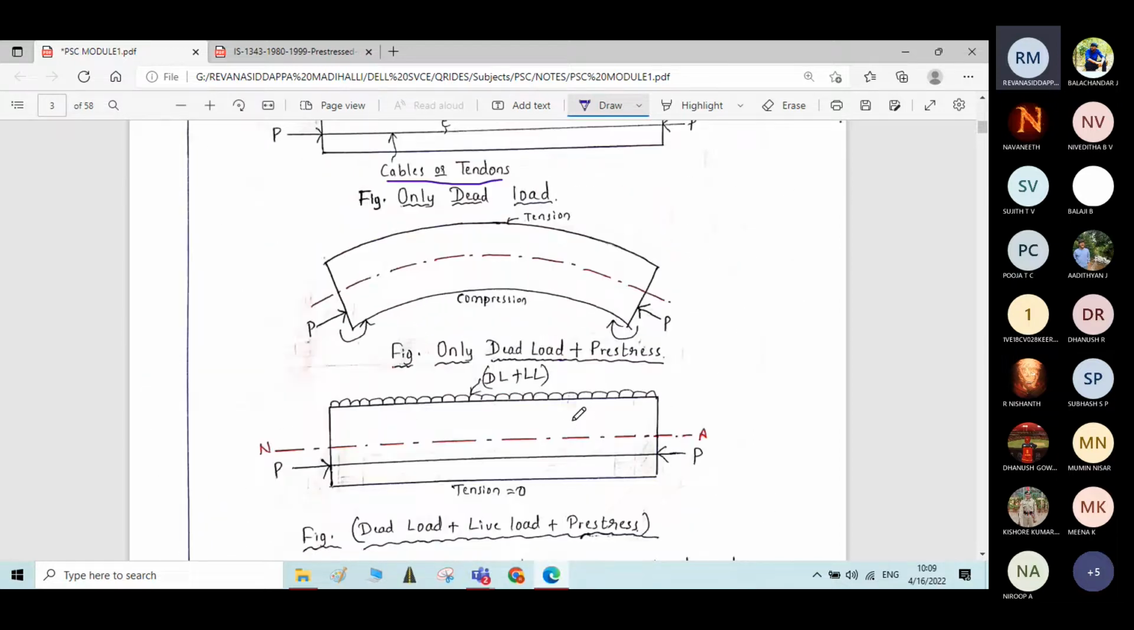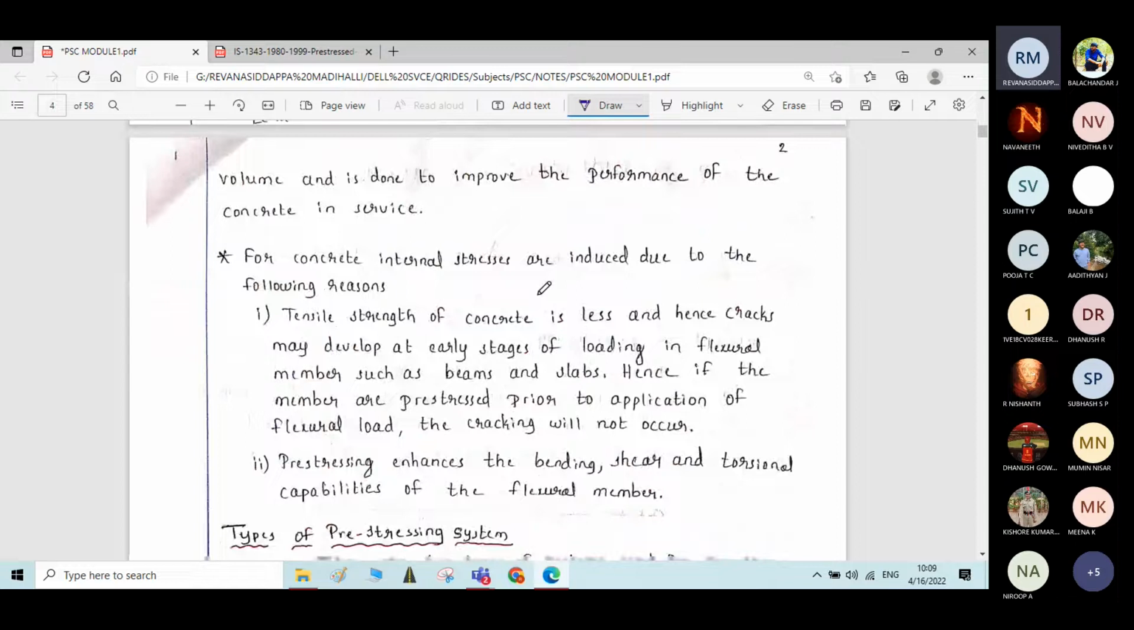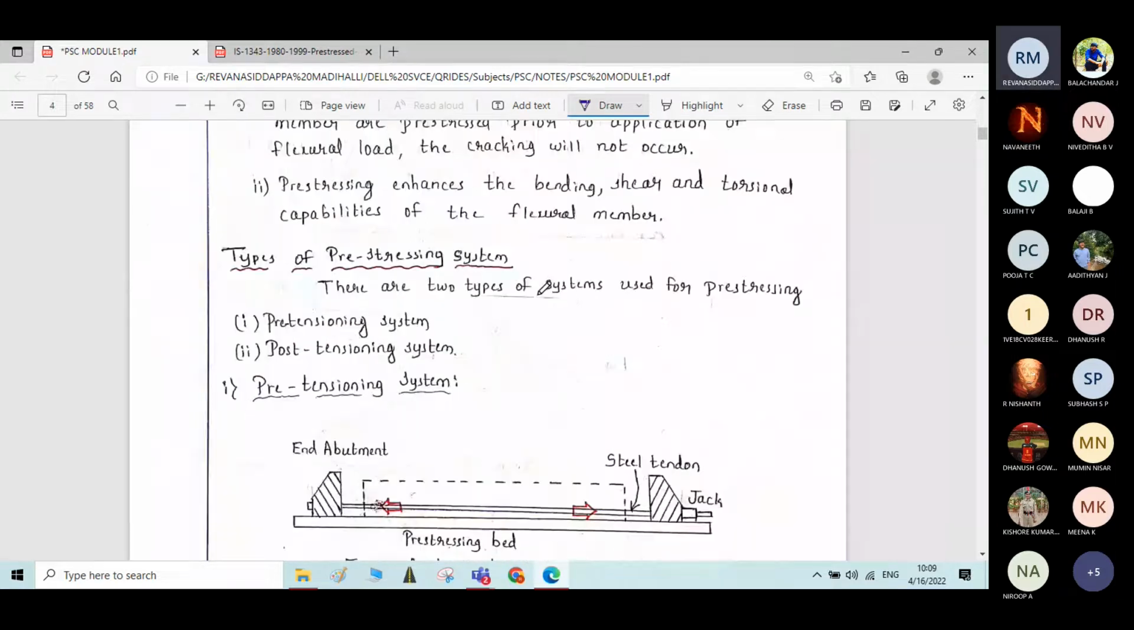Now I said the pre-stresses will be induced into the concrete. There are two main methods of inducing pre-stresses into the concrete element. First one is the pre-tensioning system and the second one is the post-tensioning system.